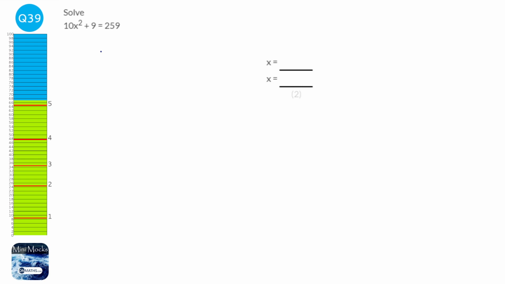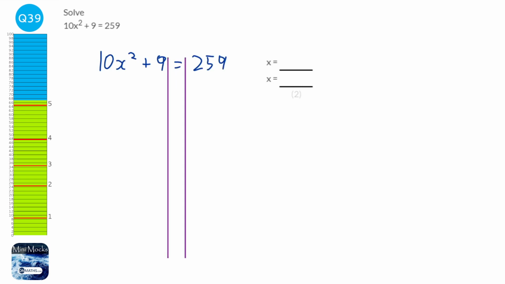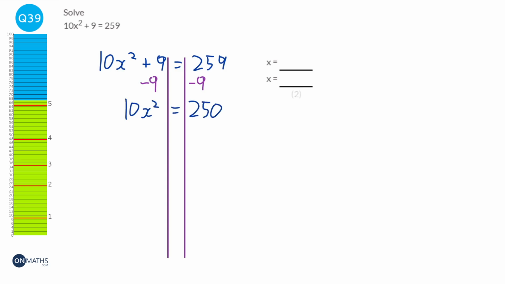So I'm going to write this question out a bit bigger, just so we've got a bit more room. And we're asked to solve. So what we're going to do with this is start by putting our solving lines in, and figure out what we do to get x on its own. So we're going to start by subtracting 9 from both sides. And so that will leave us with the 10x² on the left-hand side, and then 250 on the right.